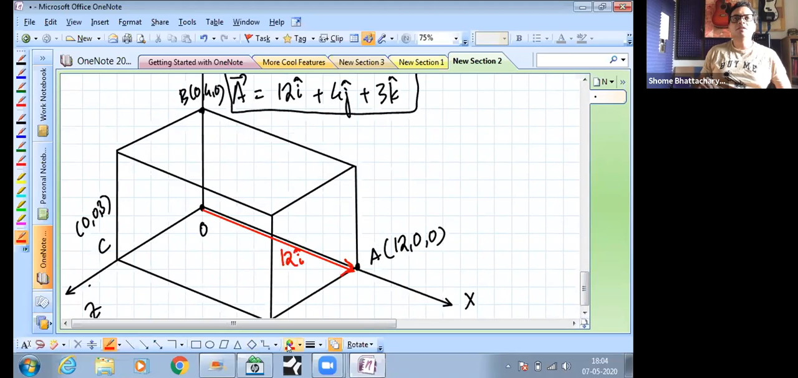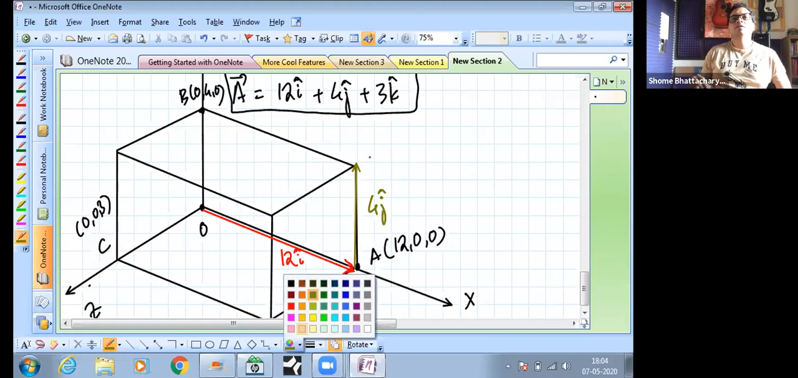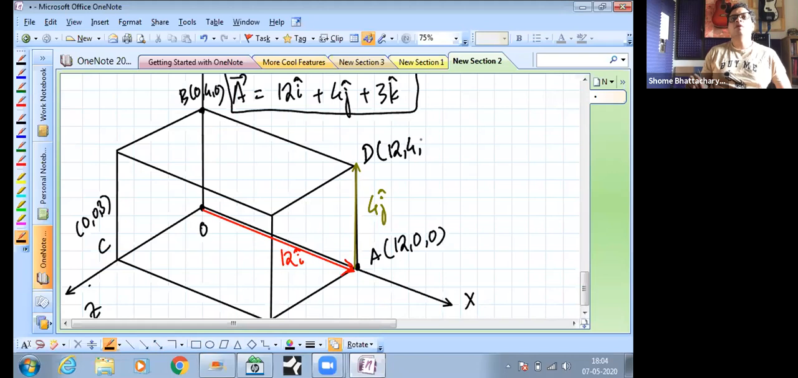My displacement OB in this diagram will become this one, or my displacement of 4 j cap in this diagram now will become here. So actually from here I will reach this point when I make this displacement of 4 j cap, and I would have reached another corner of the same diagram, and this corner is, let's say, D, and this would have coordinates 12, 4, 0. You can see the point D is lying on the xy plane. Its z coordinate is 0, but its x component is 12 and its y component is 4.